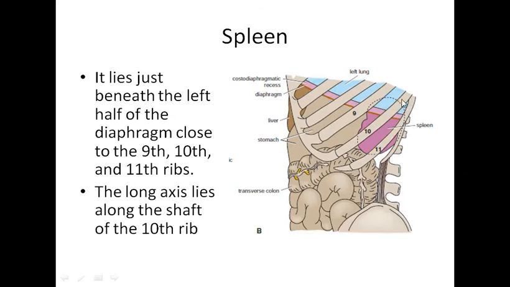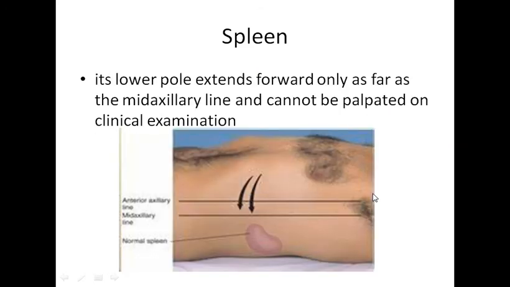मीन्स इसका लॉन्ग एक्सिस स्प्लीन का ये मेनली किसके साथ किस लेवल पे होगा? दैट इज़ एट द लेवल ऑफ द शाफ्ट ऑफ 10th rib, राइट? तो मेनली जो स्ट्रक्चर ऑफ स्प्लीन होगा दैट इज़ अंडरलाइंग द 10th rib, एक्सटेंट उसका 9th to 11th, राइट? The lower pole of the spleen, it extends forwards only as far as the mid-axillary line.